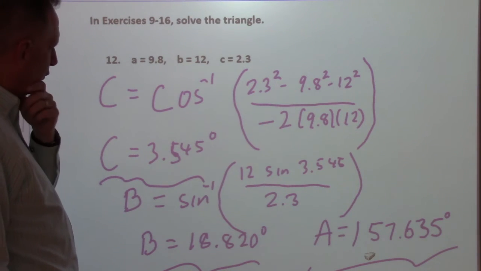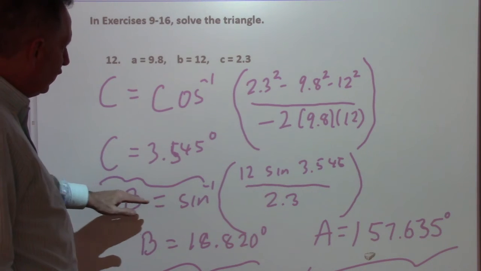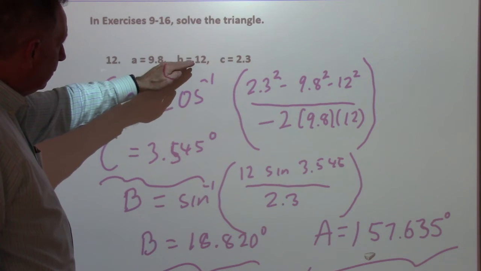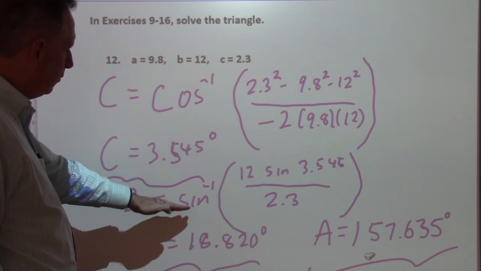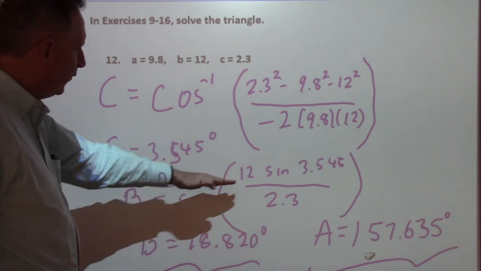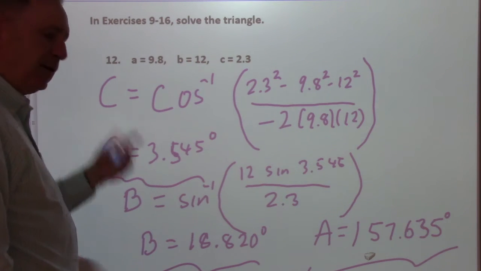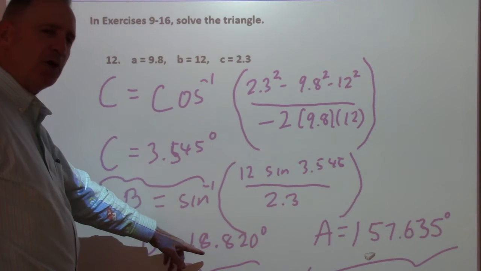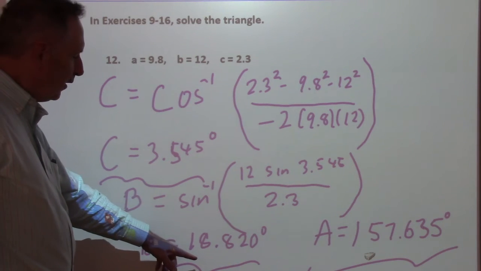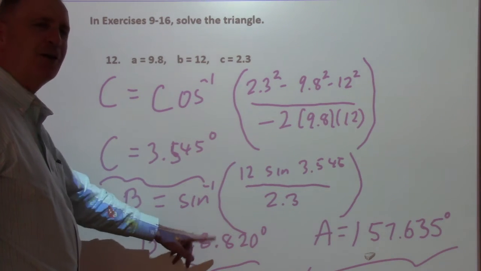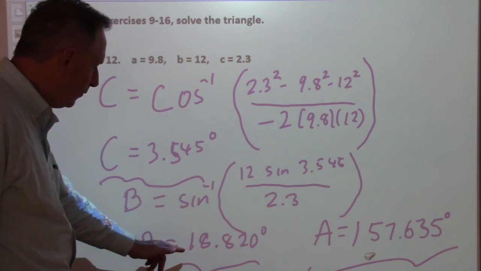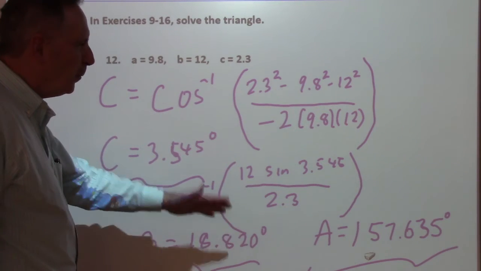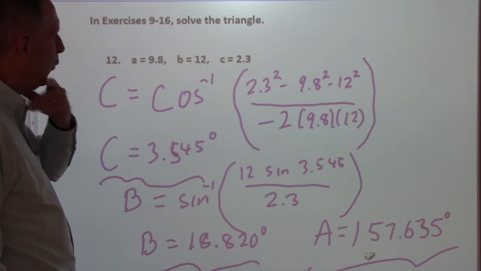But we ran into a problem here because the next thing she did was solve for B by taking the inverse sine of this relation here. And Kaylee, thank you Kaylee, pointed out that this is going to be a reference angle. And so B is really going to be 180 degrees minus 18.82, right? But there's no way of knowing that.